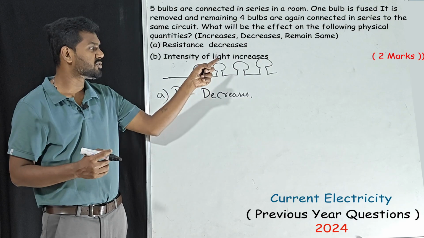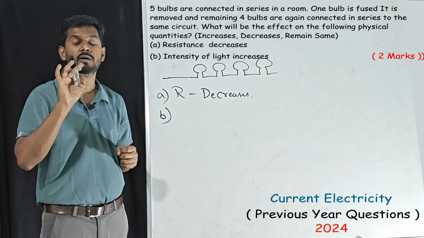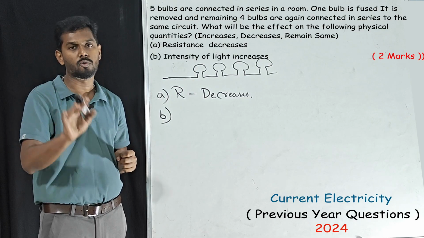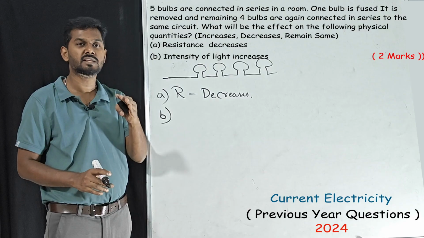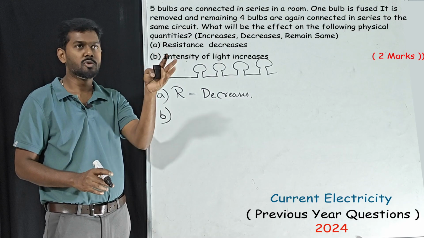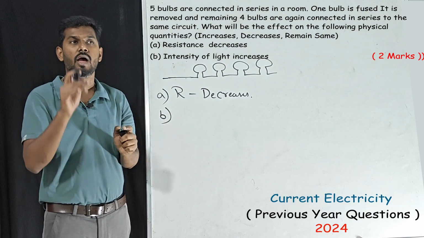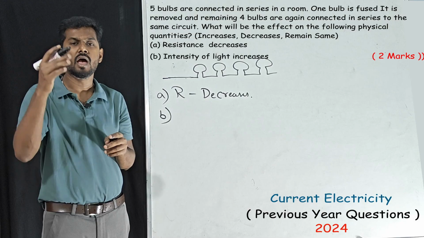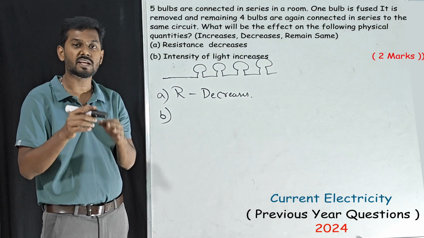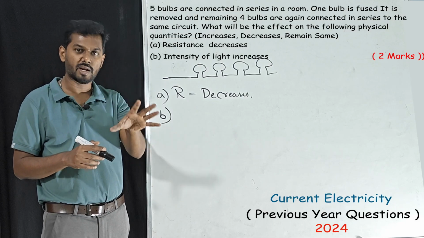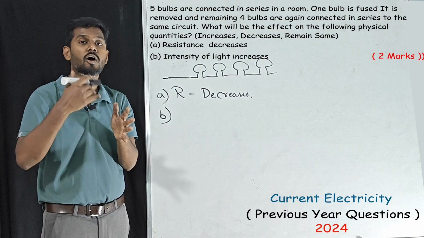Brightness. What happens to the brightness of the bulb? See, brightness completely depends upon voltage. Many people will say, if you go for the solutions for all these things, they'll tell you current increases, that's why intensity also increases. The actual reason is, when it comes to current, that is correct, but it is a little complicated.